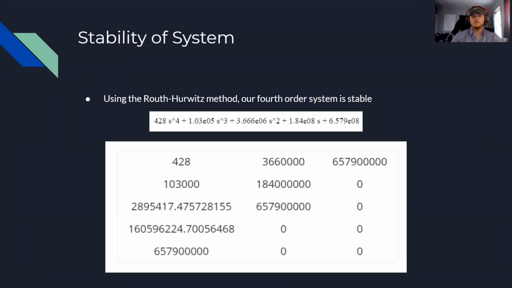Next we'll be going over the stability of the system. For our system, we use the Routh-Hurwitz method. This is the transfer function that we generated in the MATLAB code, throwing it into the matrix and calculating it out according to table 10.5.3 in the text. Our system is stable.